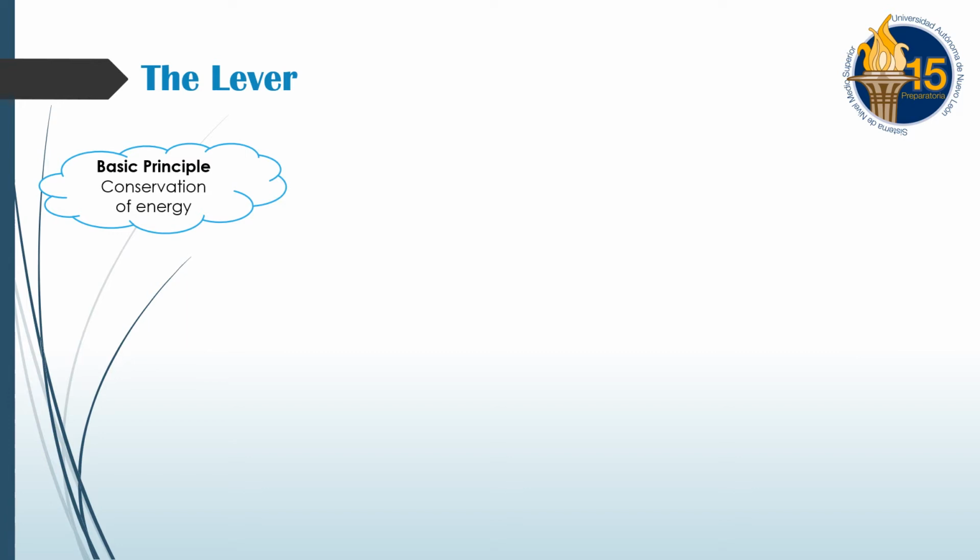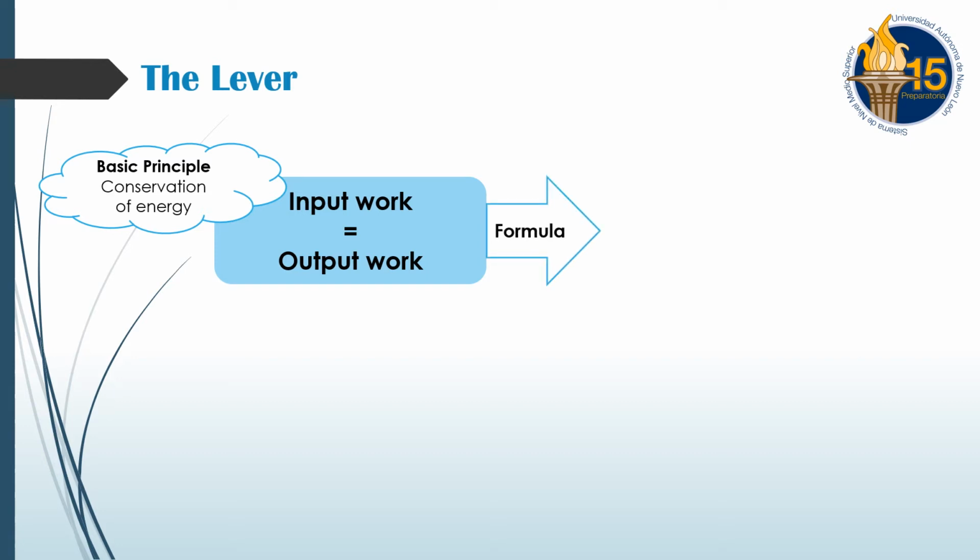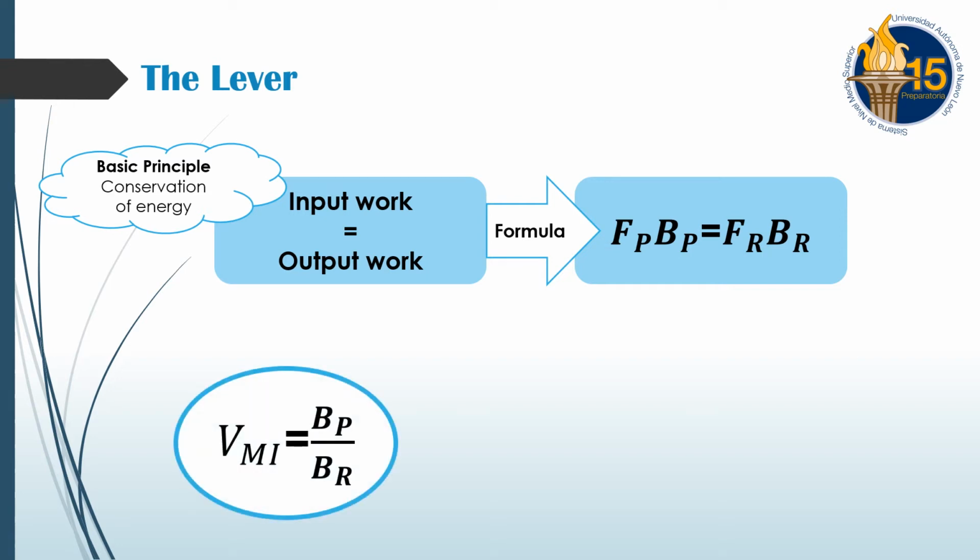In the case of the lever, we have that the input work is equal to the output work, in such a way that the formula of any type of lever is as follows. Effort force times distance of input equals load force times distance of output. In addition, we can define in a lever the ideal mechanical advantage as the relation that exists between the effort arm and the resistance arm.